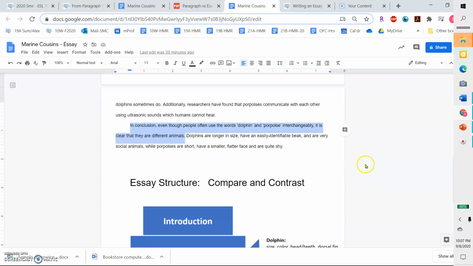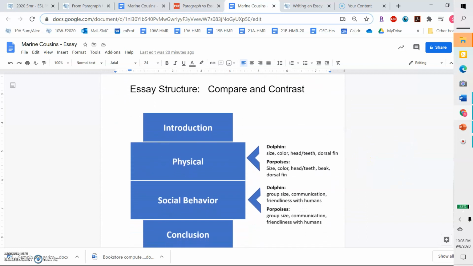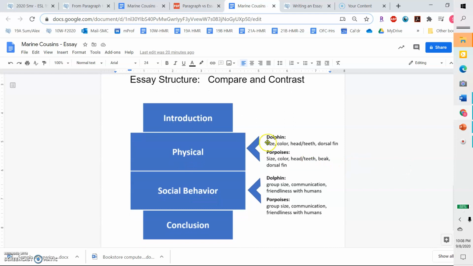Okay, so we'll go over conclusions in more detail at a later time. Let's just quickly look at the essay structure. So here you've got 4 paragraphs, introduction, 2 body paragraphs, and a conclusion. This is a 4-paragraph essay specifically for a compare and contrast essay.